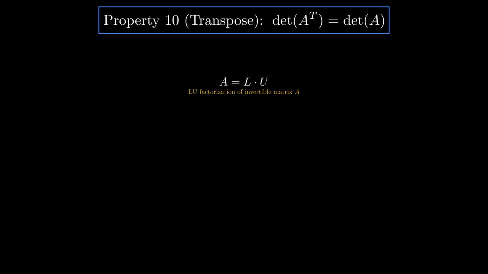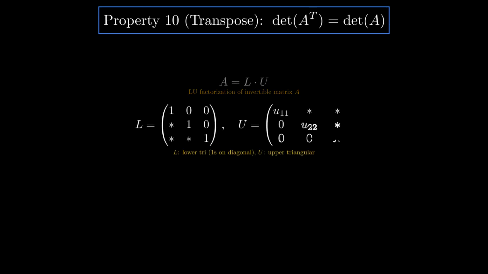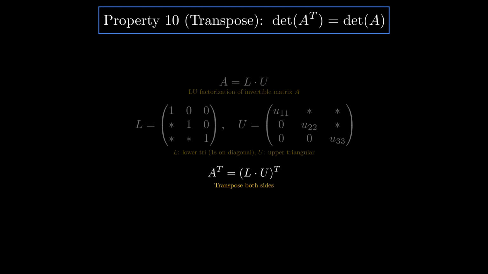Recall that any invertible matrix A can be factored as L times U, where L is a lower triangular matrix with 1s on its diagonal, and U is an upper triangular matrix. Now transpose both sides. A transpose equals the transpose of L times U. When we transpose a product, the order reverses. So A transpose equals U transpose times L transpose.